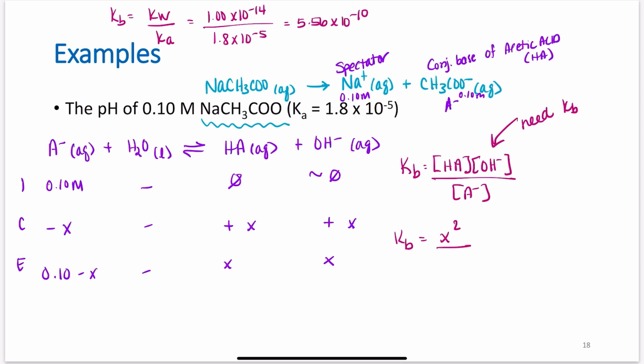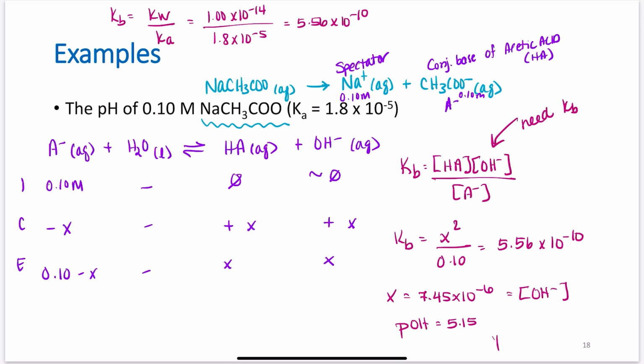Kb is equal to x squared over 0.10, and this equals 5.56 times 10 to the minus 10. Solve for x, we get an x value of 7.45 times 10 to the minus 6th, and again this equals the hydroxide concentration. When I take the negative log of this, it gives me pOH. I find my pOH is 5.15. Subtract that from 14 to find your pH, and my pH is 8.85. So as I expected, the pH is greater than 7, and it should be. This is a conjugate base. It's acting as a base.